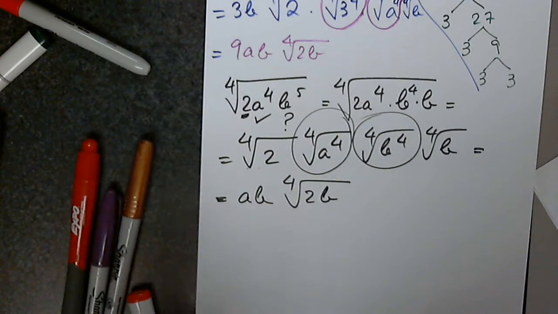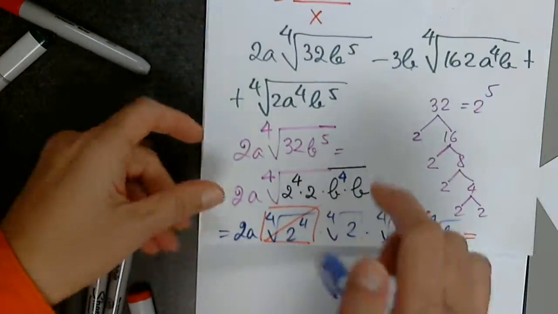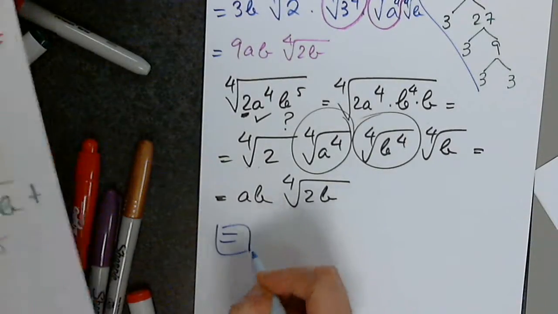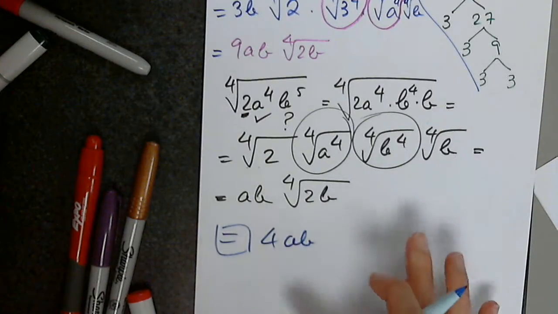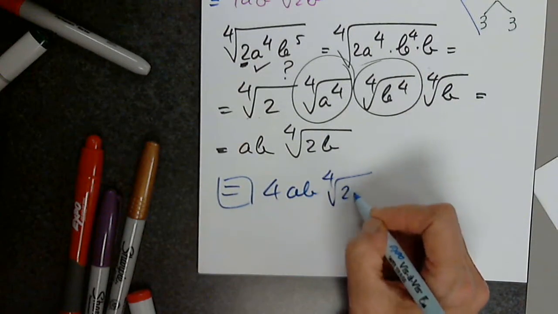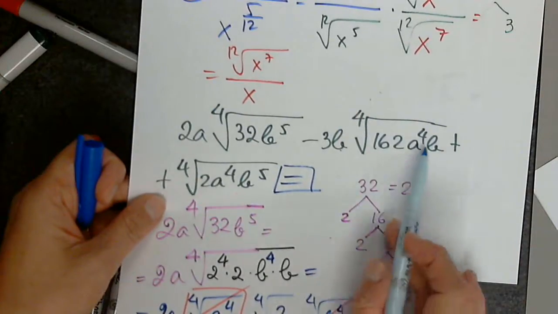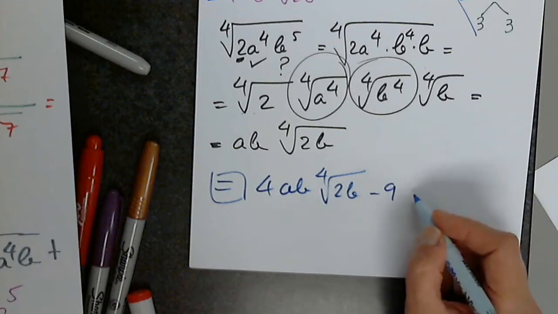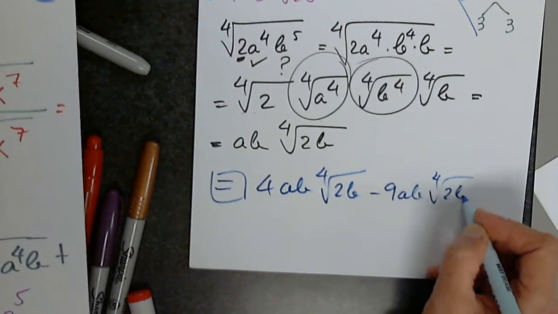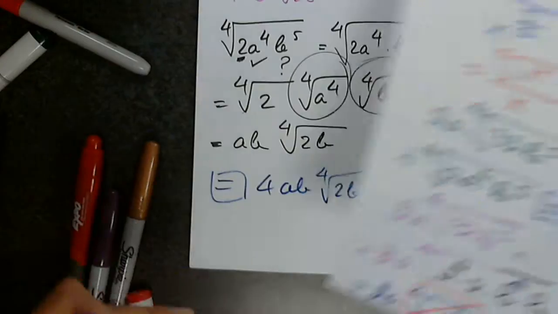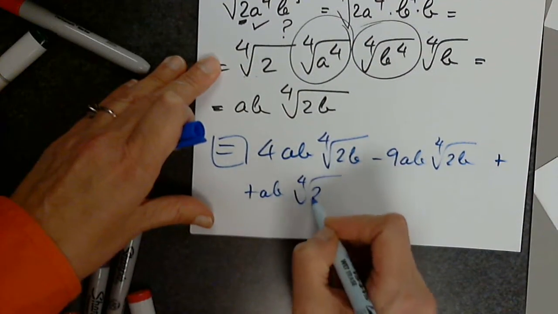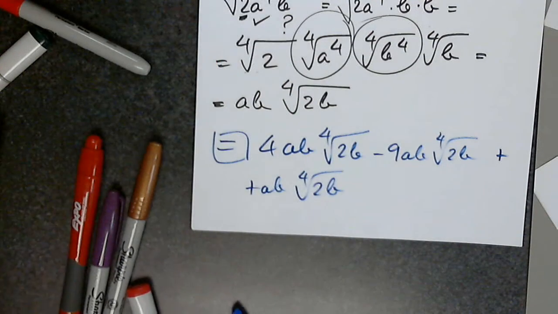I'm ready to go back to the original problem. So here's my original problem. So from here, I continue here. The simplified form of this first radical is 4ab, the 4th root of 2b. The simplified second radical is minus 9ab, the 4th root of 2b. And the simplified form of the last one is right here, plus ab, the 4th root of 2b. Now we have to look.